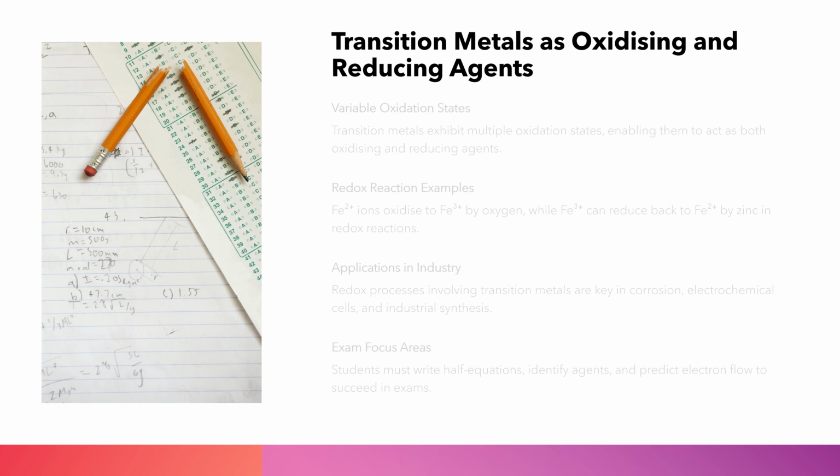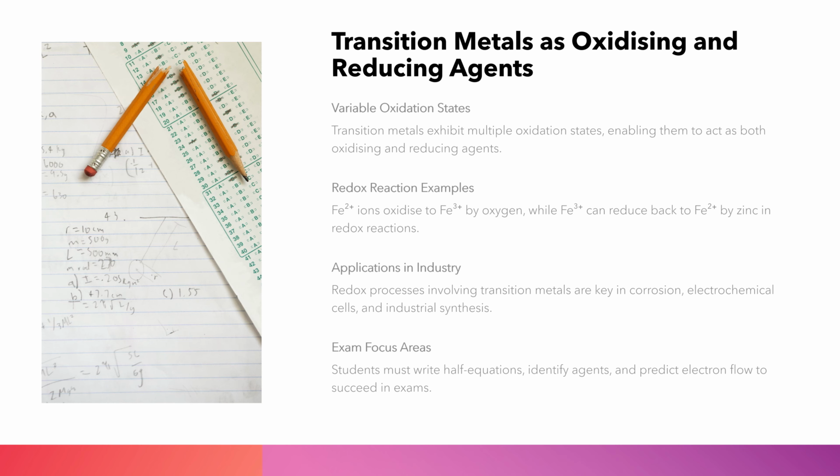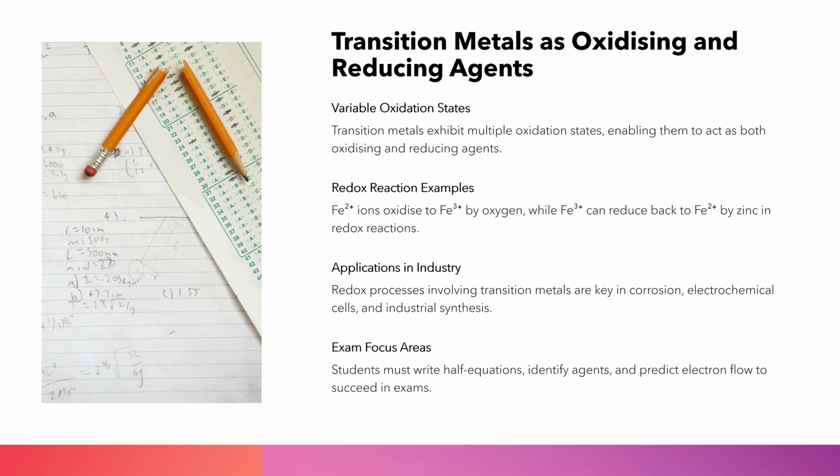Transition metals play a central role in redox chemistry due to their variable oxidation states, allowing them to act as both oxidizing and reducing agents. For example, Fe²⁺ ions can be oxidized to Fe³⁺ by oxygen, while Fe³⁺ ions can be reduced back to Fe²⁺ by zinc. These processes are fundamental to applications such as corrosion, electrochemical cells, and industrial synthesis.